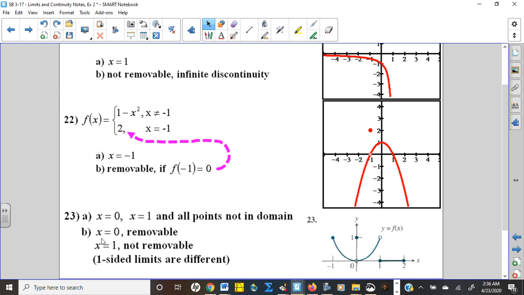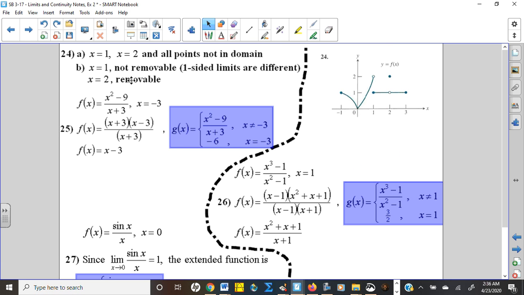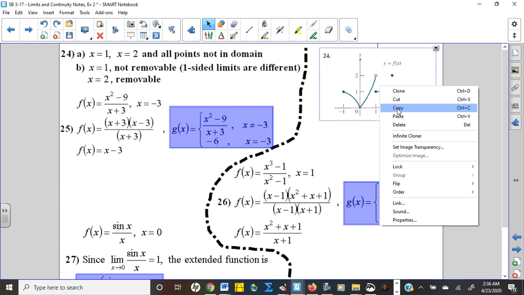And then the removable discontinuity at x equals 0, the jump discontinuity at x equals 1 is not removable because the one-sided limits are not equal.